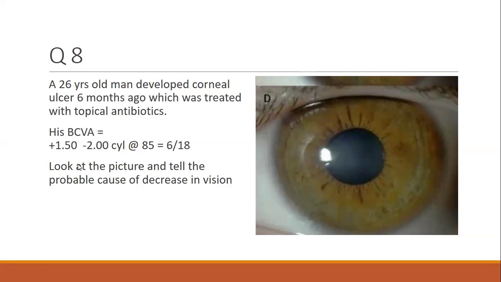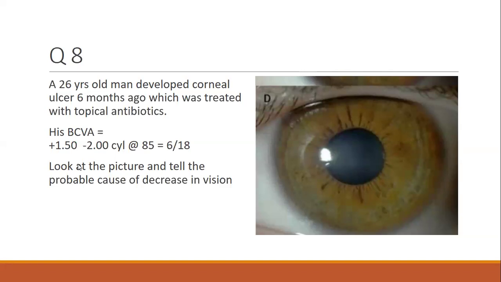Okay, so a 26 year old man developed corneal ulcer, bacterial keratitis, about 6 months ago, and he was treated with topical antibiotics. Now his vision has deteriorated after this whole episode. He was emmetropic before that. When you check, his best corrected visual acuity is plus 1.50 with minus 2 cylinder at 85 degrees, and best corrected vision is 6/18. You can see the picture. Tell me what is the reason for this astigmatism, and what can you do for that patient?